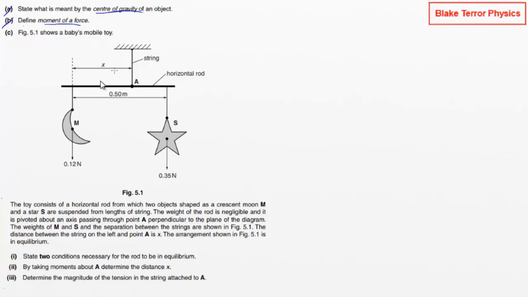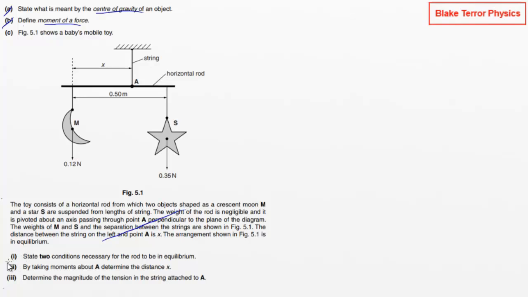We've now got this toy setup going on here. Have we got anything in this description that isn't in the picture? It doesn't look as though we are going to have anything there. No, it's just saying what is in the picture, so let's ignore all that. State two conditions necessary for the rod to be in equilibrium. Again, the usual ones: net force is 0, net moment is 0.